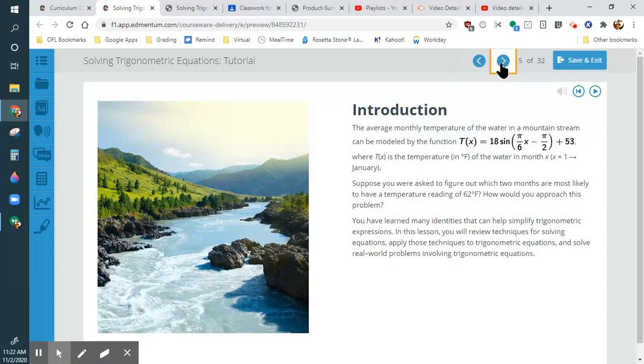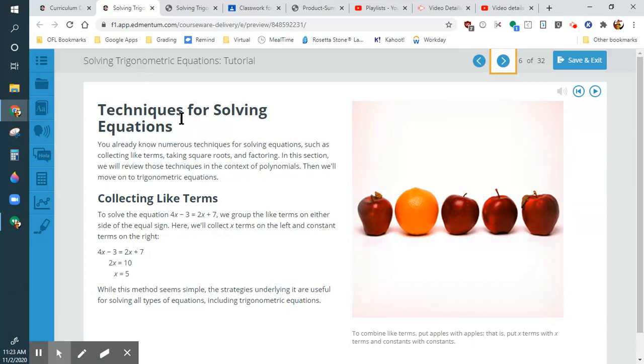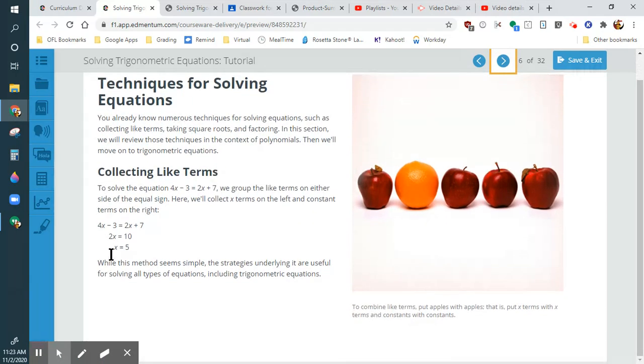All right, so let's do the introduction. So we're going to be using different functions like this in the real world. So techniques of doing this, like terms is definitely one of them. So remember, if it's a like term, the trig function has to be the same and the angle has to be the same. And any powers will have to be the same as well. So they're just doing a quick review on like terms.